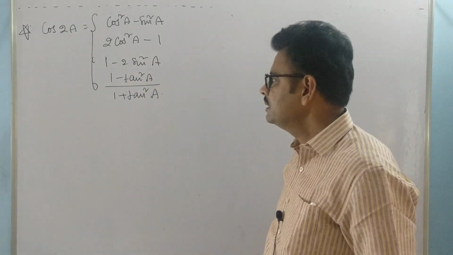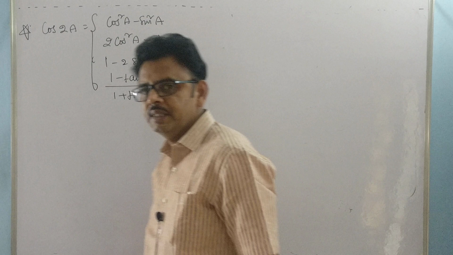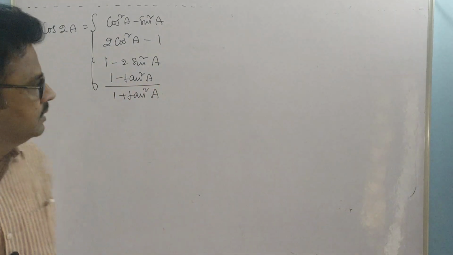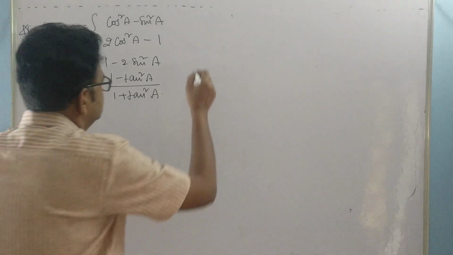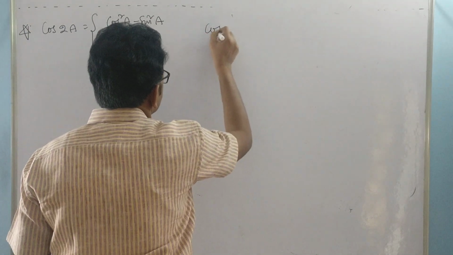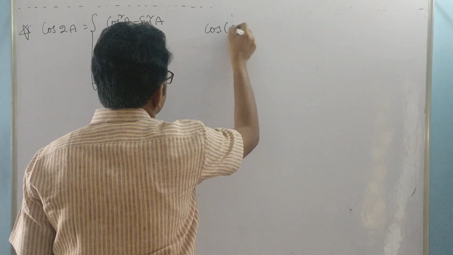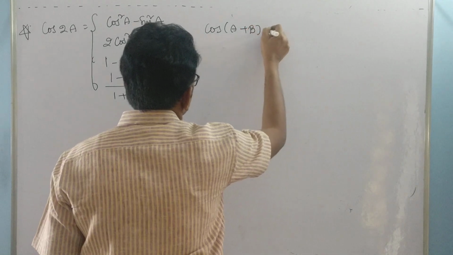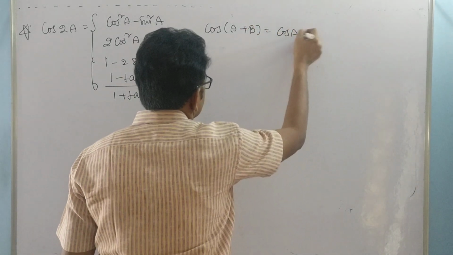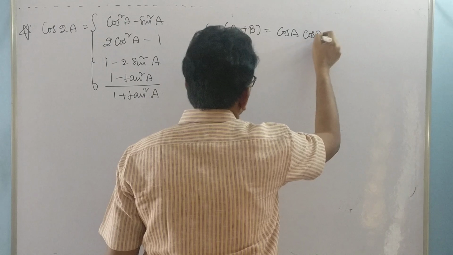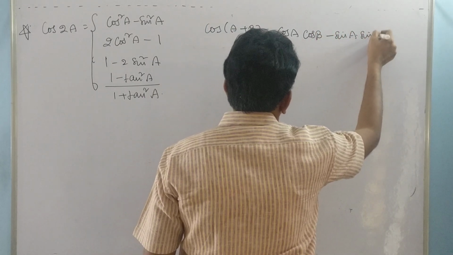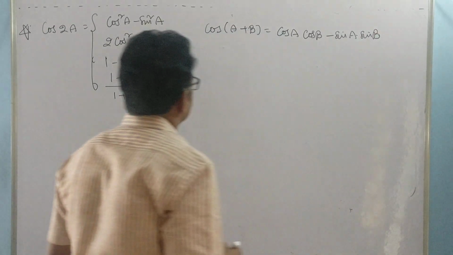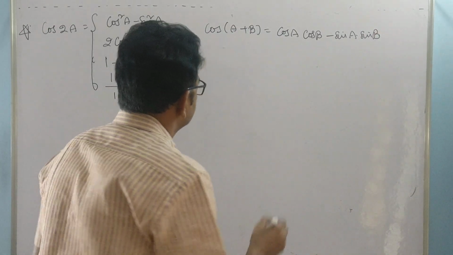1 minus tan square A by 1 plus tan square A. So okay, these are formulas of cos 2A. See here, we know that cos 2A, what is the cos of A plus B formula? It is equal to cos A cos B minus sin A into sin B. So this is the formula for cos of A plus B.